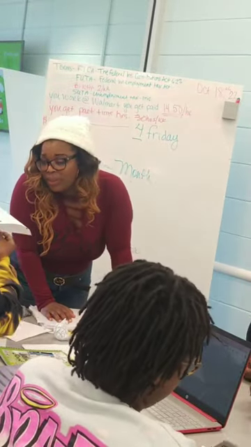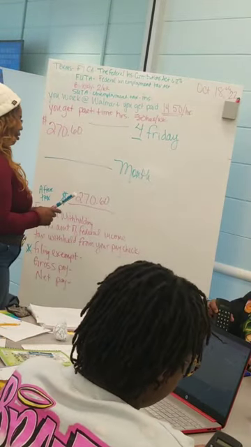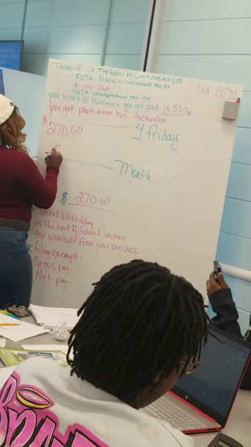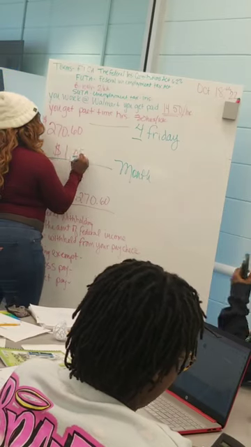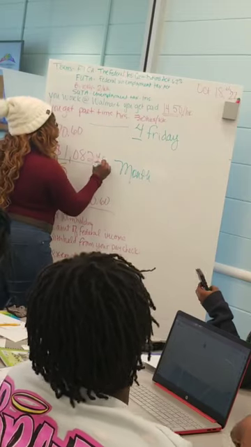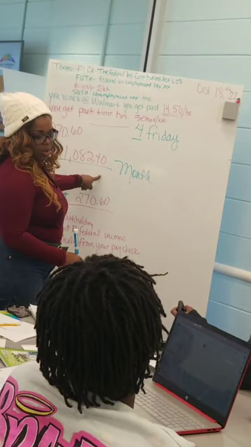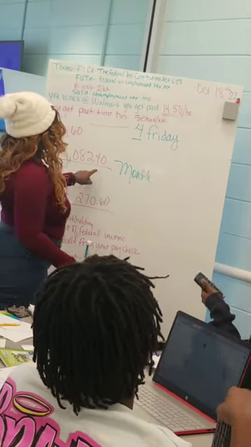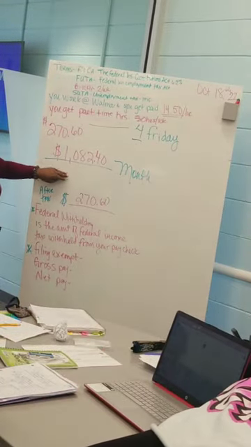Multiplication queen. So what is the answer, Makaya? 1,082. 1,046. It's not putting the 40 in. No, that's a 40. So this is how much you make for the month. Write it down.